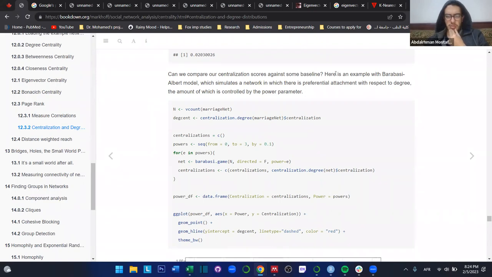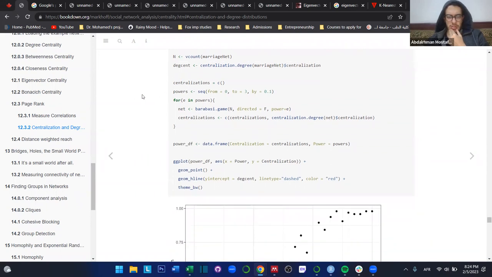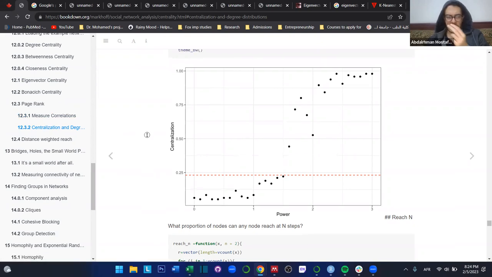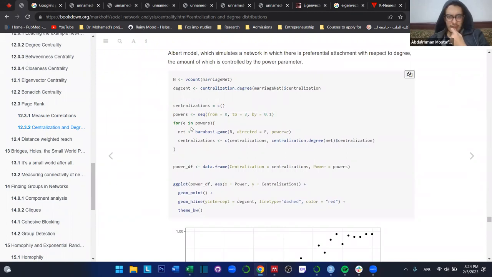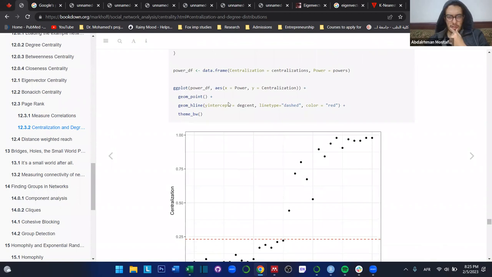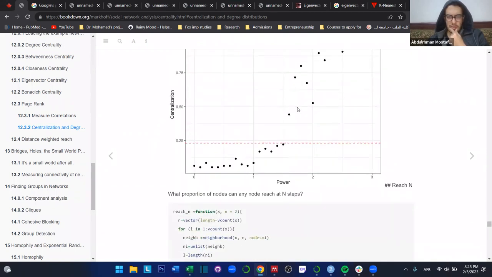And then they go on to compare it against a baseline using the Barabasi-Albert model, simulating a preferential attachment network. So they compare it against that network, and what comes out is that graph measuring power against centralization. I think some of the explanation of centralization is missing. There was a sudden leap in the logic, the flow of logic being explained. So it goes on to calculate the centralizations using the centralization input degree for the Barabasi network, and then plots them against one another using ggplot, and that's what comes out.